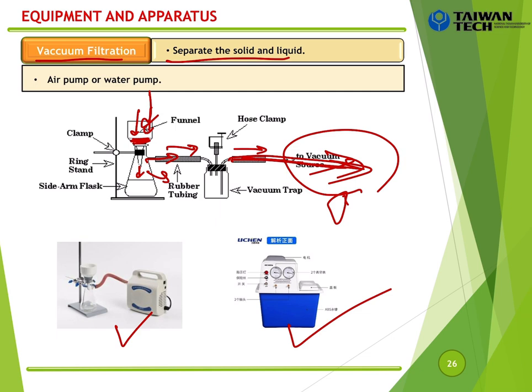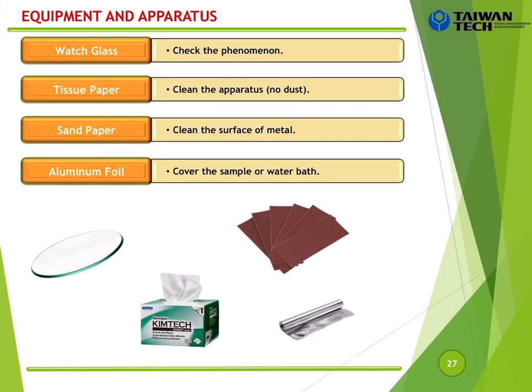Okay, and we also need to put the filter paper at this funnel. Okay, and then we can collect the solid one. And we also have some other things like the watch glass. For the watch glass, it means that we want to see some phenomena on the surface, but we don't put a lot of chemical or something like that.